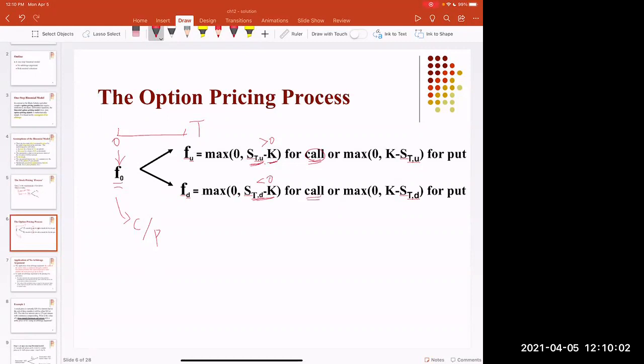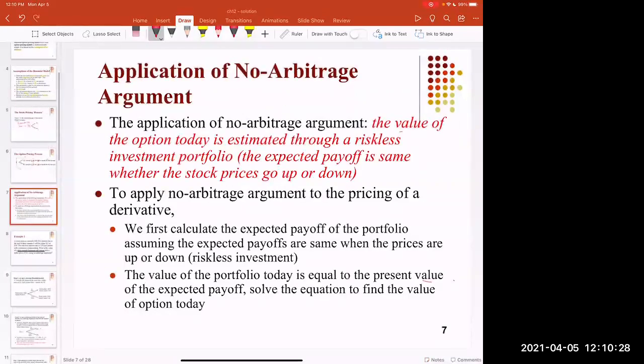So that's for call. And for put, the formula is just the opposite. We just change the position of K and ST: K minus ST for put. So we learned this from chapter 10 already. Once you understand the binomial tree for stock and option separately, we're going to use that in our model.